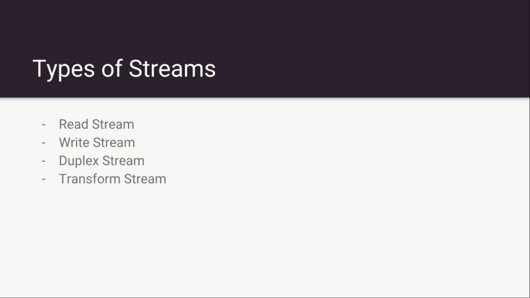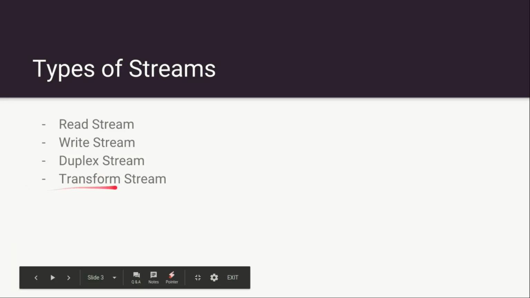Okay, now the fourth one is the transform stream. In a transform stream, you can actually read the data and transform the data according to whatever criteria you have. Now suppose you are getting 1, 2, 3, 4 and so on as your input data, and you want to calculate the squares of this incoming data. So you can easily address that sort of problem using transform streams.